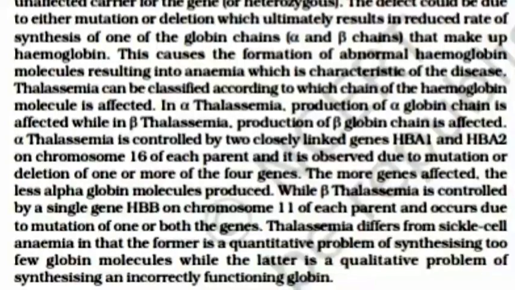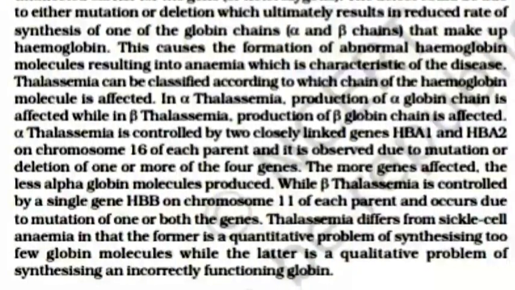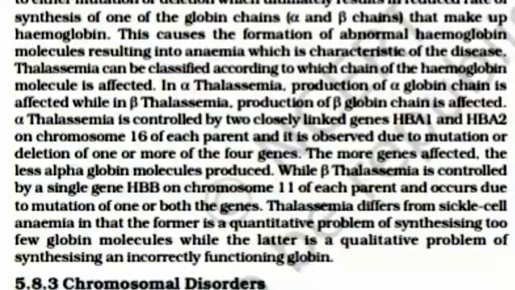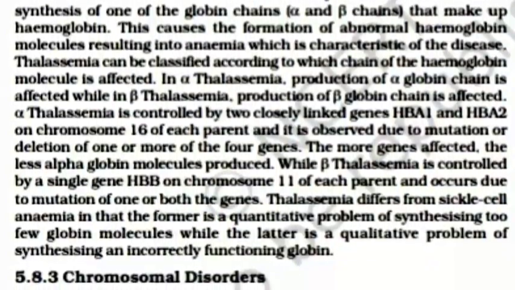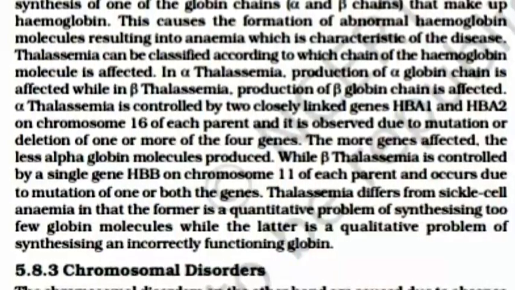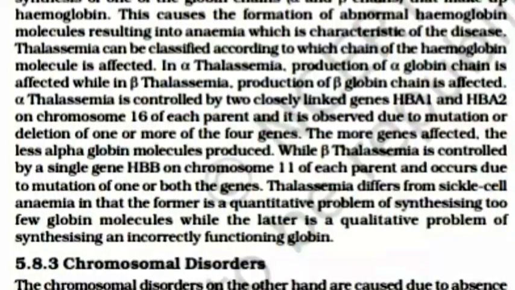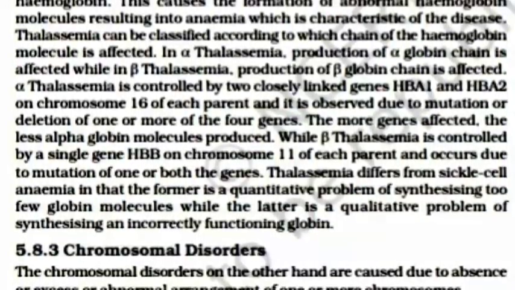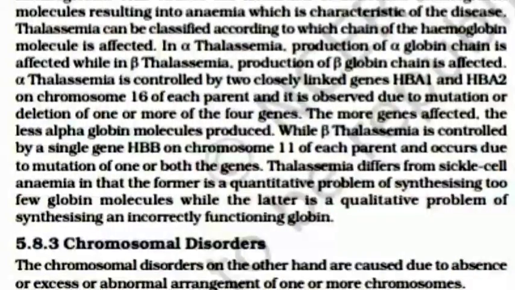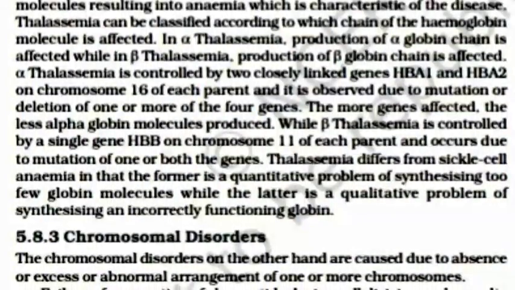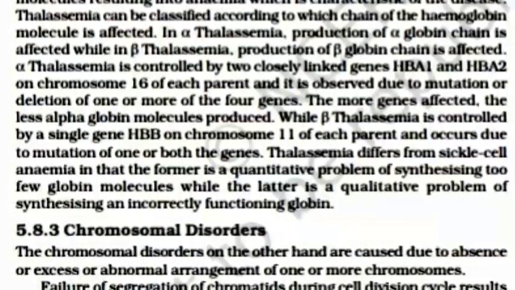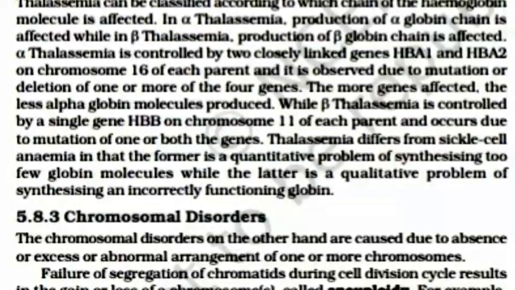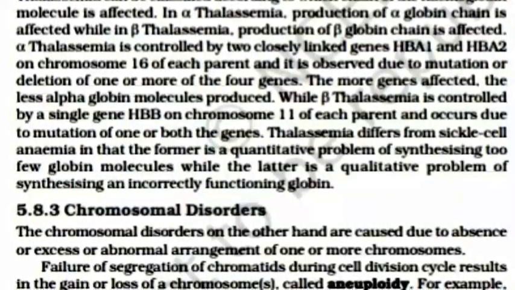Thalassaemia can be classified according to which chain of the hemoglobin molecule is affected. In alpha thalassaemia, production of the alpha globin chain is affected, while in beta thalassaemia, production of the beta globin chain is affected. Alpha thalassaemia is controlled by two closely linked genes, HbA1 and HbA2, on chromosome 16 of each parent, and it is observed due to mutation or deletion of one or more of the four genes. The more genes affected, the less alpha globin molecule produced.